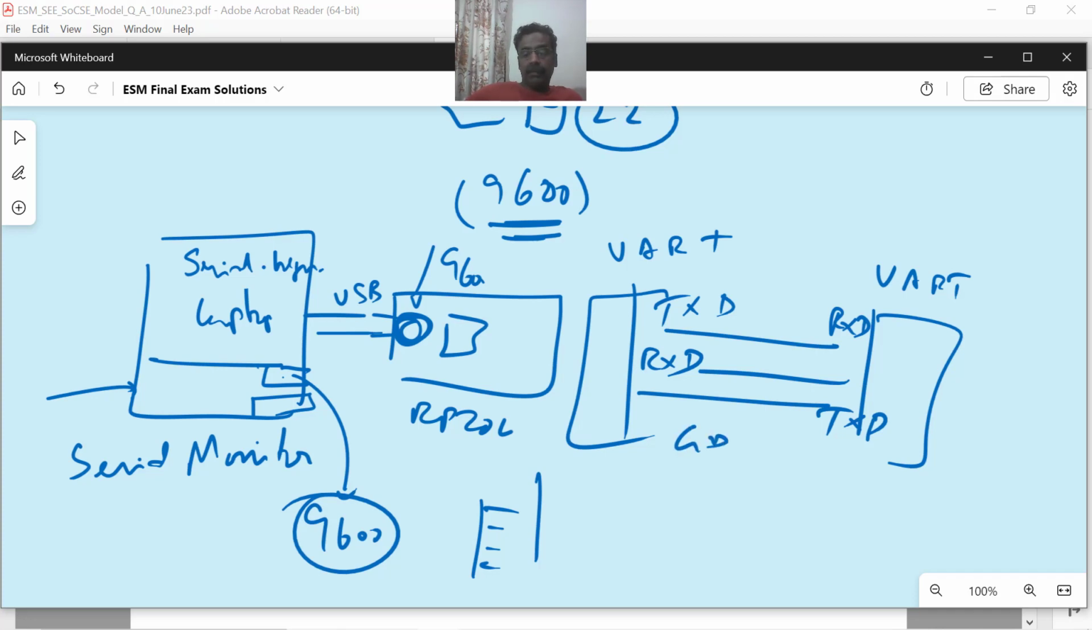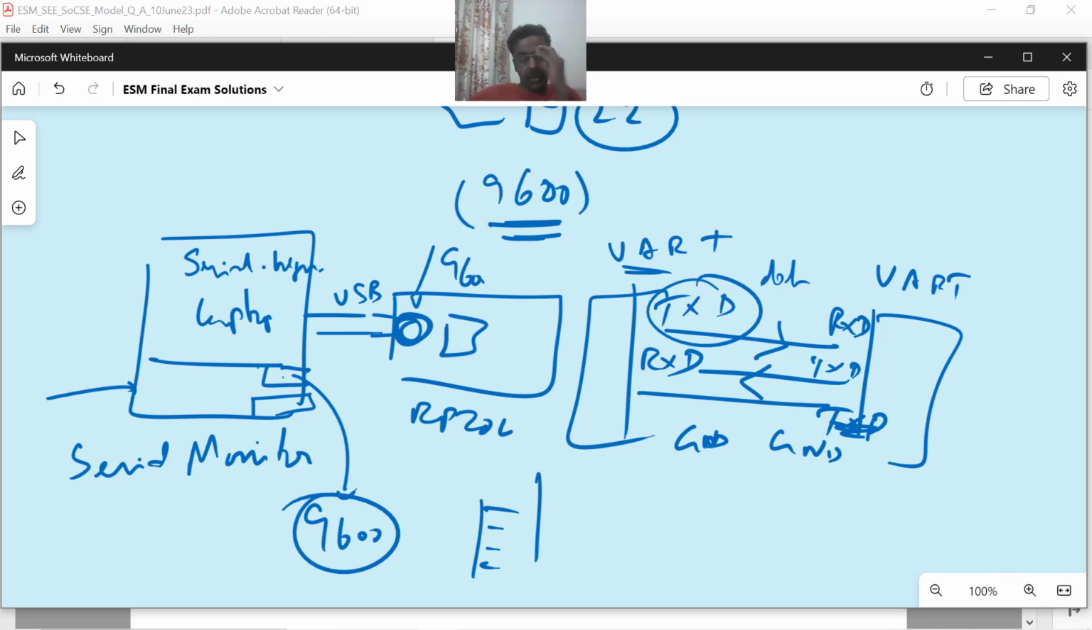Now ground should be there. For sure ground is there, and you don't need to give the pin number, but only show that TXD is connected to RXD, and RXD is connected to TXD. This is TXD and this is ground. Ground is connected to ground. So how does the data flow? Any data going from this device goes out through TXD like this, and any data coming from the other goes in through the RXD, and you can show the data flow on the bus like this.